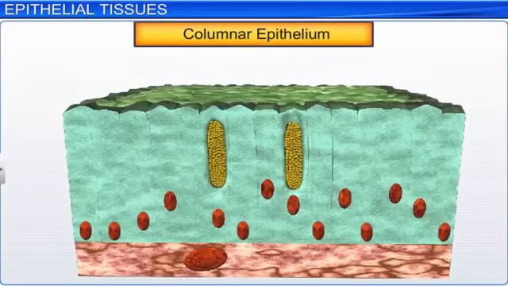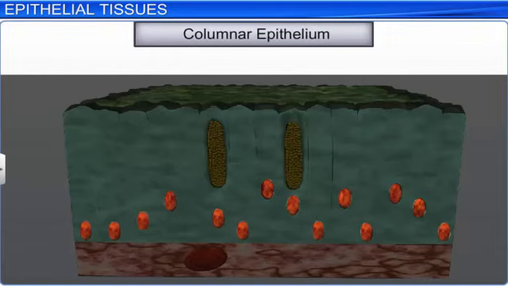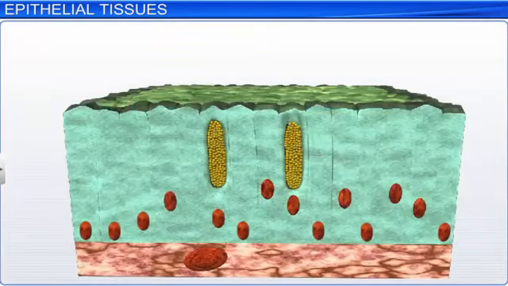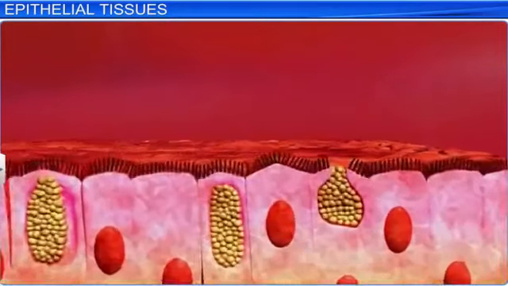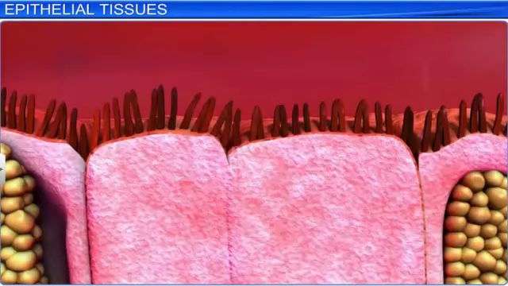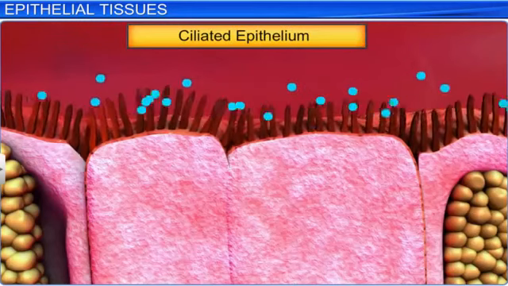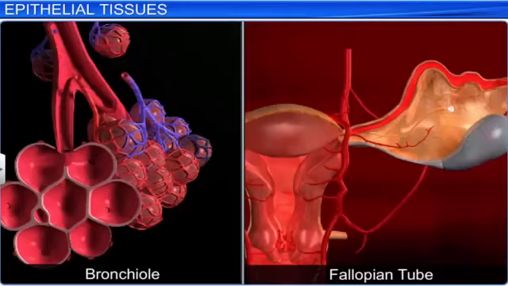Columnar epithelium consists of a single layer of tall and slender cells with their nuclei at the base. The free surface of these cells may have microvilli. They form the lining of the intestines and stomach and help in secretion and absorption. Some cuboidal and columnar cells have cilia on their free surface, and are therefore called ciliated epithelium. These cilia keep lashing and move particles or mucus in a specific direction. They are found on the inner surface of bronchioles and fallopian tubes.